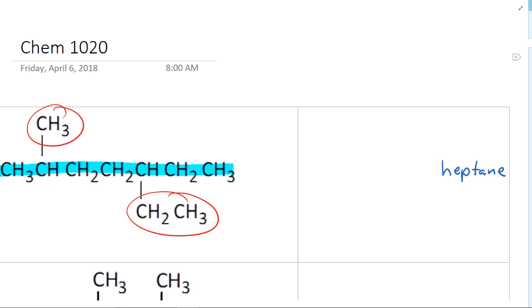So we count 1, 2, and so I'm going to write these down here. 1, 2, and then we keep counting 3, 4, 5. Once we establish a direction, we keep counting in that direction all the way across. So we get 1, 2, 3, 4, 5, 6, 7 as the numbered positions. So according to this, then, the methyl group is attached to carbon atom number 2 in the chain. The ethyl group is attached to carbon atom number 5 off the parent chain.